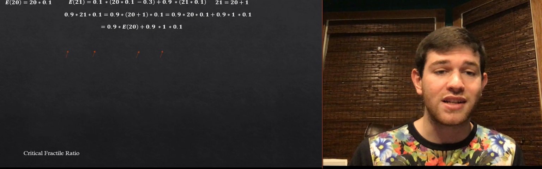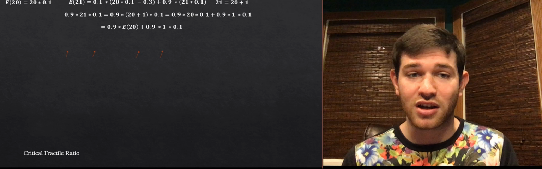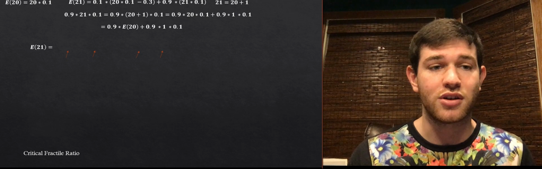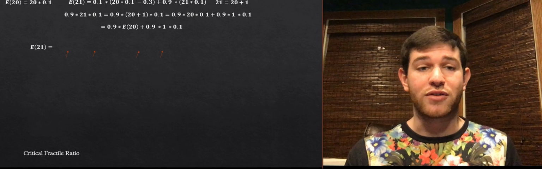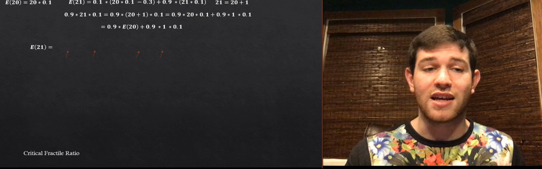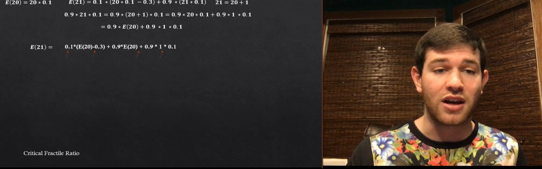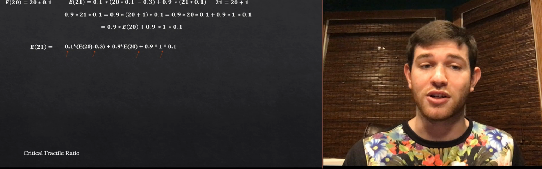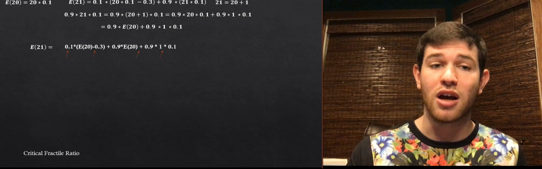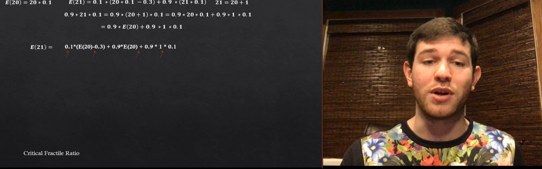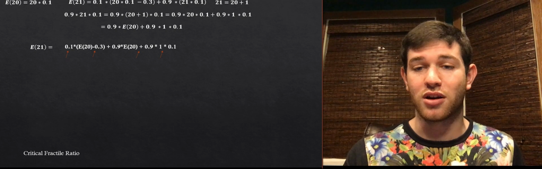So we have 0.9 times expected value of 20 plus 0.9 times 1 times 0.01, the second half of that equation. Which means, after all of this, what we just figured out is that the expected value of 21 will become the 10% probability of the expected value of 20 minus the 30 cents we lose for that additional newspaper, plus the 0.9 times the expected value of 20, plus the 0.9 times the 1 times the 0.1.